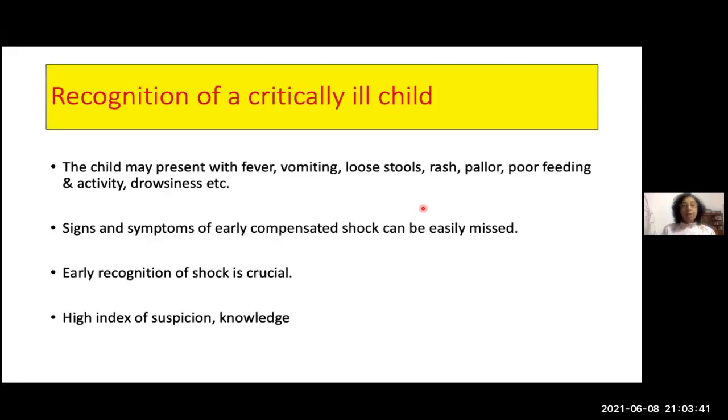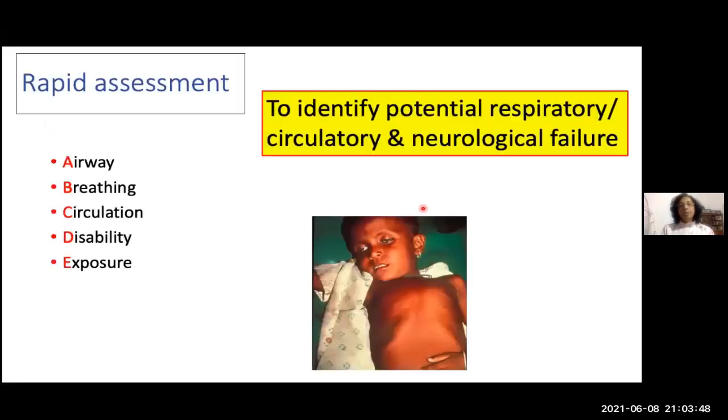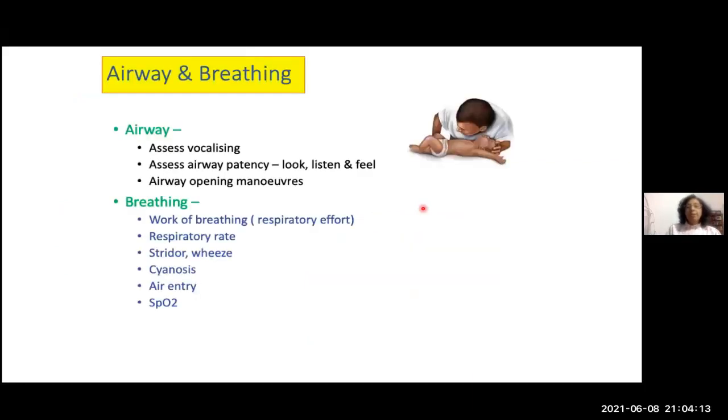Early recognition of shock is crucial for saving the life of the child. For that, you need to have a very high degree of suspicion and also knowledge of the baseline parameters in children. So you do this rapid assessment to identify potential respiratory, circulatory, and neurological failure. You follow this algorithm: airway, breathing, circulation, disability, and exposure. A, B, C, D, E. It's very straightforward. I'm sure you have already learned about these things, so this is just to recap.